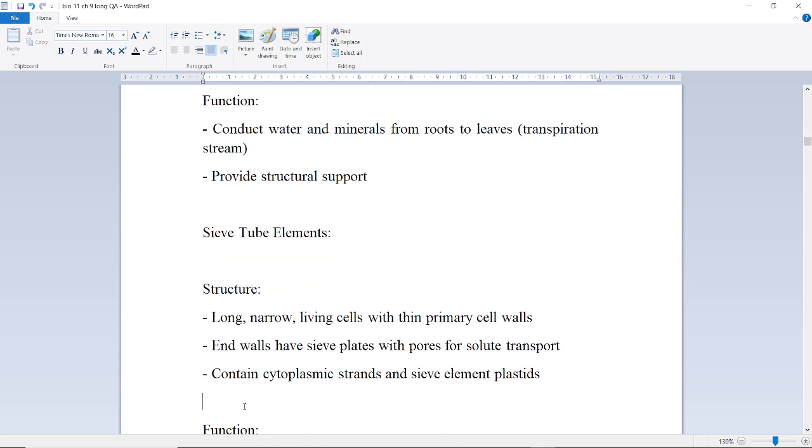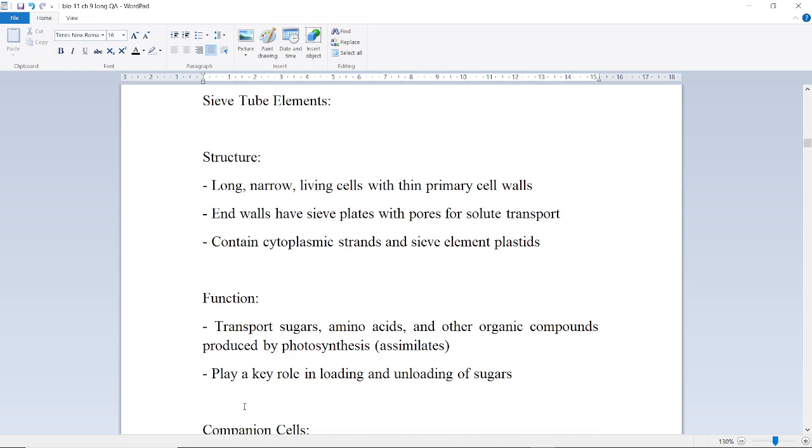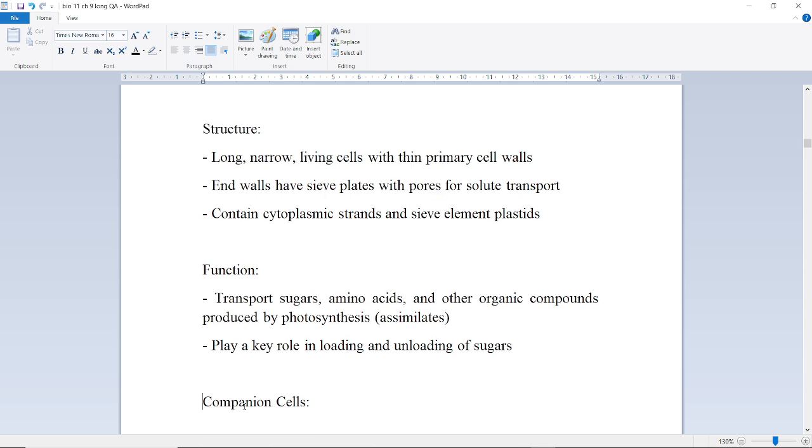Next is sieve tube elements. Their structure is that they are long, narrow, living cells with a thin primary cell wall. End walls have sieve plates with pores for fluid transport, and contain cytoplasmic strands and sieve element plastids. Function: transport sugars, amino acids, and other organic compounds produced by photosynthesis, called assimilates, and play a key role in loading and unloading of sugars.